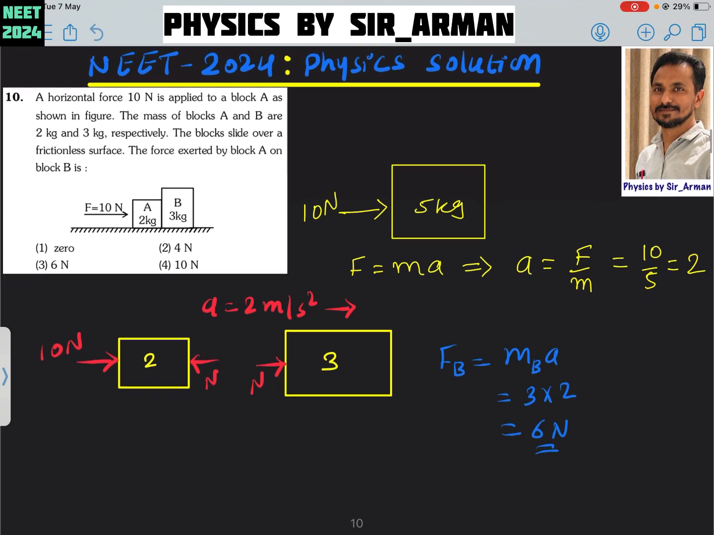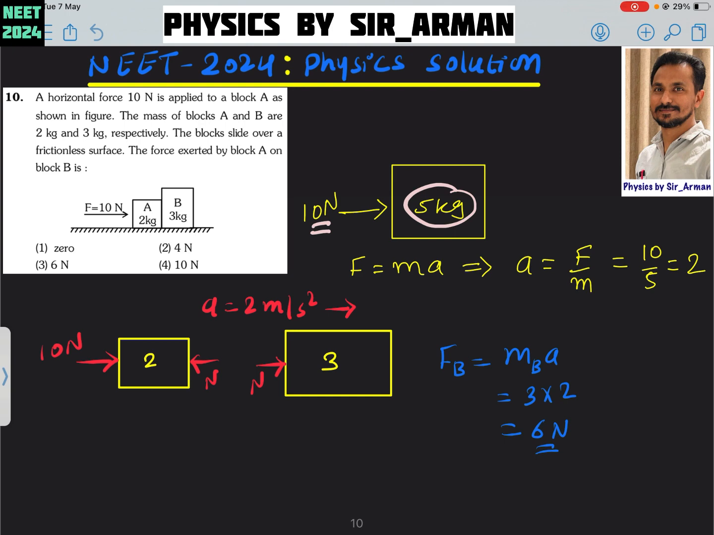Question number 10. A horizontal force of 10 Newton is applied to a block A as shown in the figure. The masses of blocks A and B are 2 kg and 3 kg respectively. The blocks slide over a frictionless surface. The force exerted by block A on block B is? Very easy question, right, based on contact force. Both are on a smooth surface and moving with common acceleration, so we can assume 2 plus 3, a 5 kg block on which a 10 Newton force is acting.